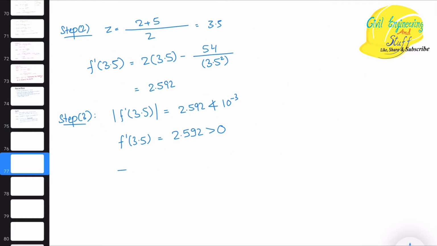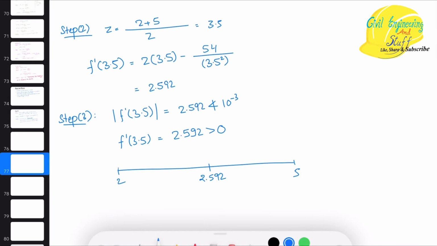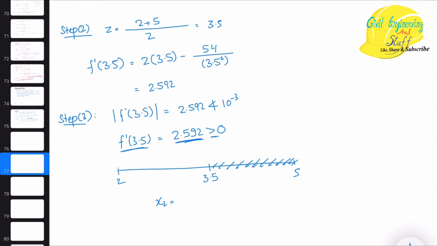So basically what we are doing is, our first range was 2 comma 5. In between we chose the mid value, that is, sorry, the midpoint was 3.5. Since our f dash of 3.5 is 2.592, which is greater than 0, we will reject this region, and we will set x2 equal to 3.5. We have rejected this region and set x2 equal to 3.5.